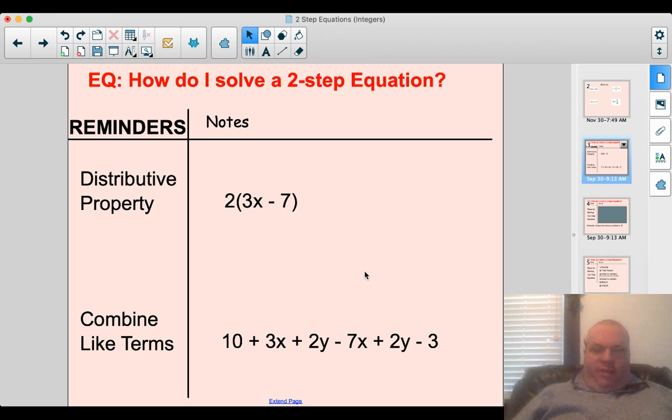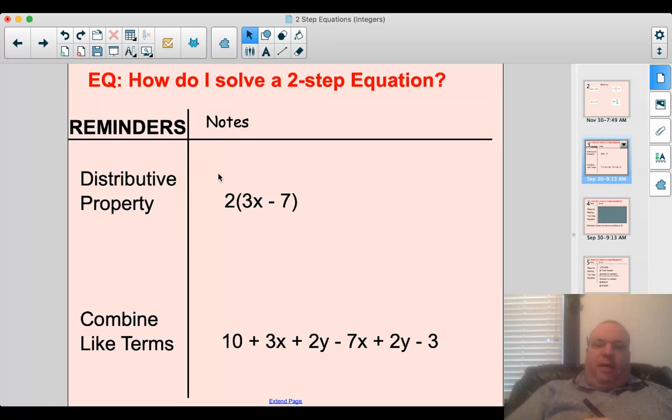The question now is, what if there's more than one thing? And I said two-step, but we're actually going to do some that are even more than two. What if there's more than one thing being done to our variable? What if it's being multiplied by something and we're adding something, for instance, or divided and subtracted? The order in which we undo those things matters, just like the order in which we do our normal operations matters. Remember we talked about PEMDAS a little bit.